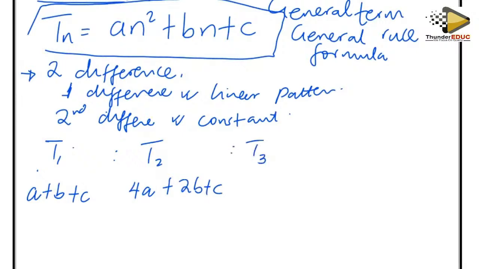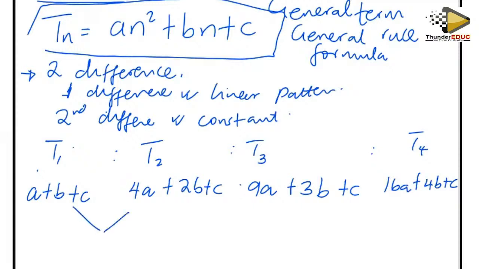What if I obtain term number 3? So 3 squared will be 9a plus 3b plus c. And then lastly, term number 4: 4 squared will give me 16a, and 4 times b is 4b, plus c. Now I'm assuming these are my terms: term number 1, term number 2, term number 3, and term number 4.